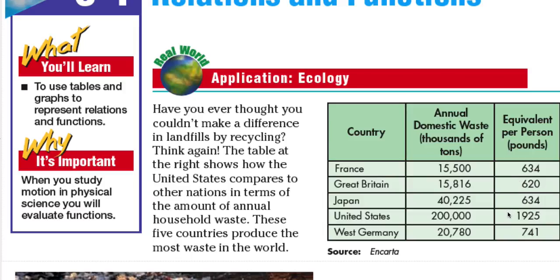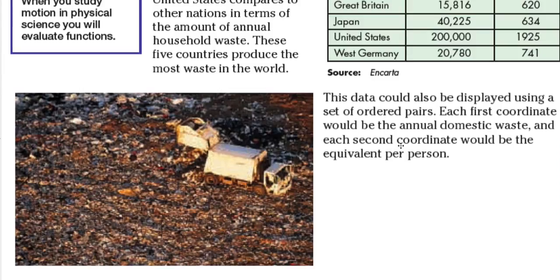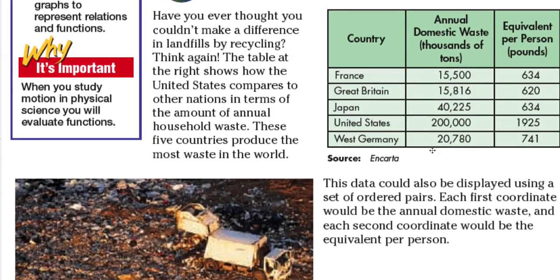And look at the United States, it dwarfs everybody else, 200,000 tons of domestic waste a year. And per person, we average around 1,900 pounds of waste every single year. Only Germany comes second. So we have all that waste, and the data that you see up there could be displayed using a set of ordered pairs. Each first coordinate would be the annual domestic waste, and each second coordinate would be the equivalent per person. So what it's saying is that we can make this table right here into ordered pairs.